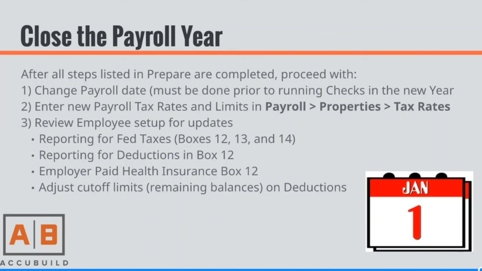Examples of these updates include confirming that the reporting for federal taxes and deductions are updated. These are both done on the Employee Federal tab and will affect how the employee's W-2s will be printed. Check with your CPA to confirm which IRS requirements you'll need to use. Also, the employer-paid health insurance. You'll manually input this amount on each employee record.